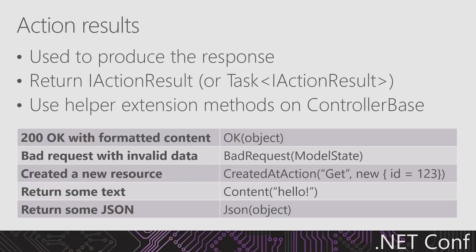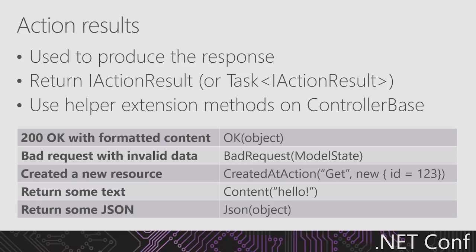So action results are used to produce the response. They're a type that derives from IActionResult. That's the interface that they implement. You can also return Task of IActionResult if your action is asynchronous. And there are a whole bunch of action results that we provide for you out of the box in ASP.NET Core. Action results for setting specific status codes, action results for sending back formatted data, a whole bunch of things. And you can just new them up and just return them as an instance.